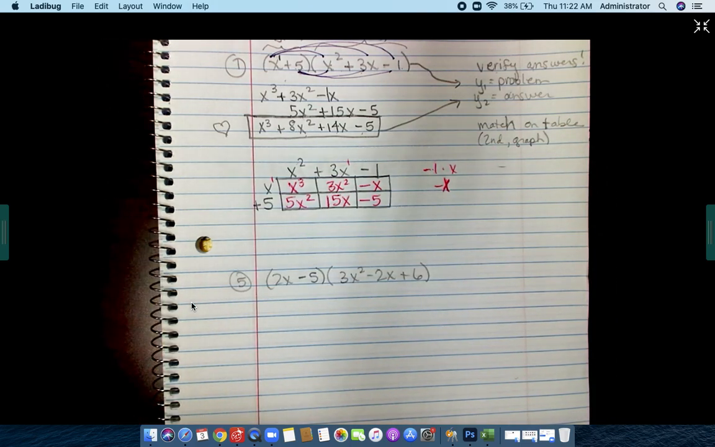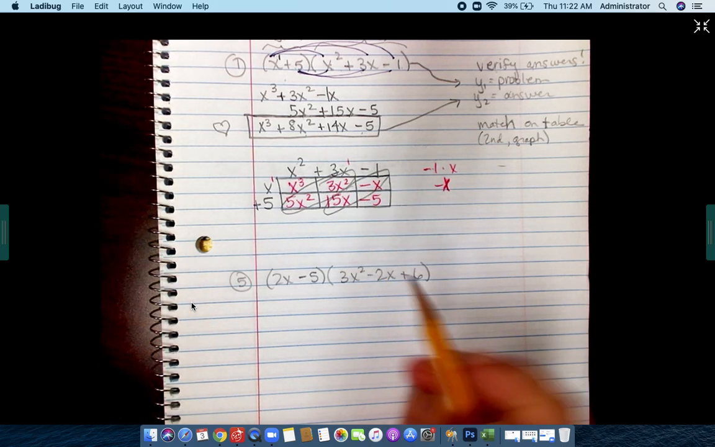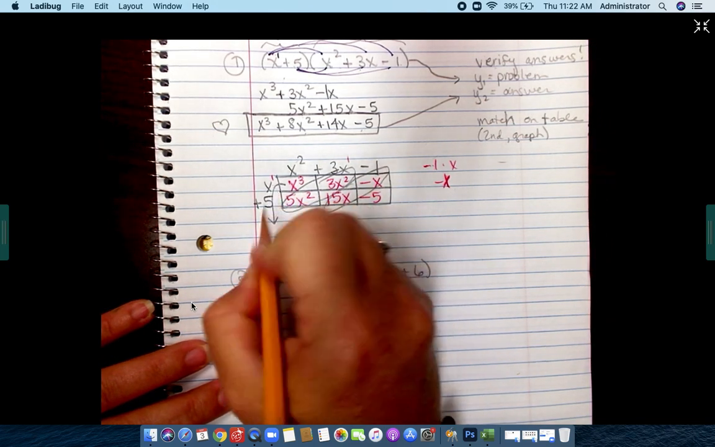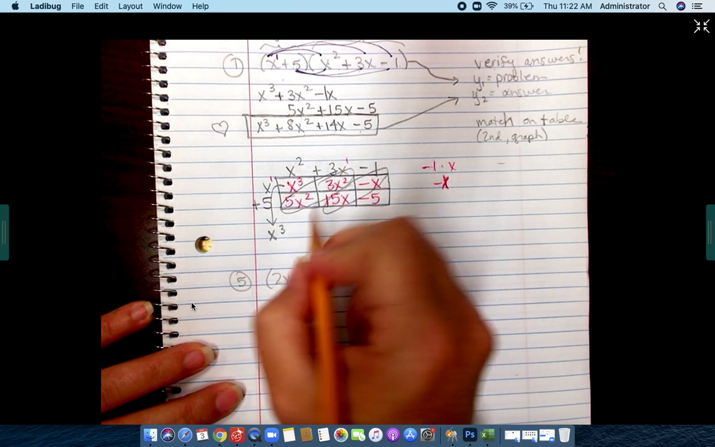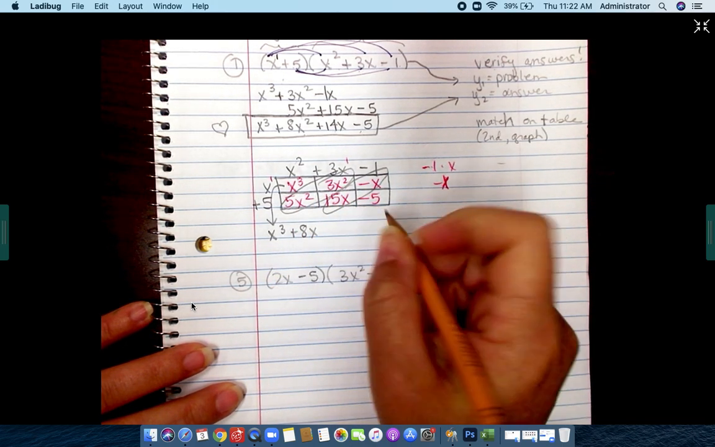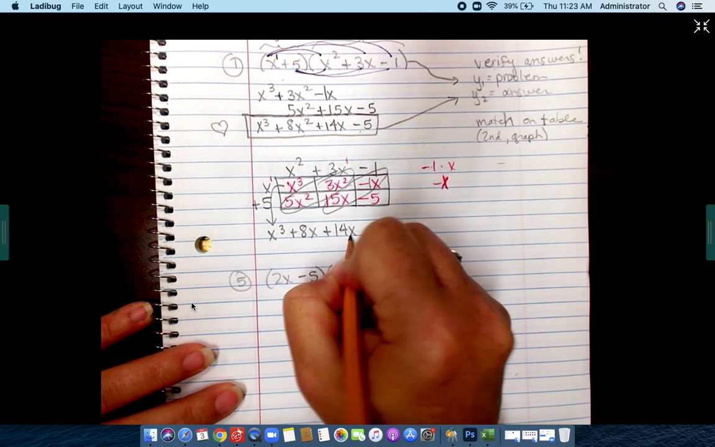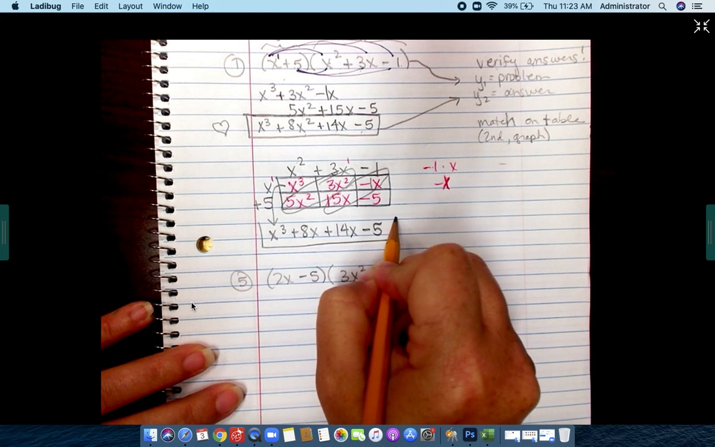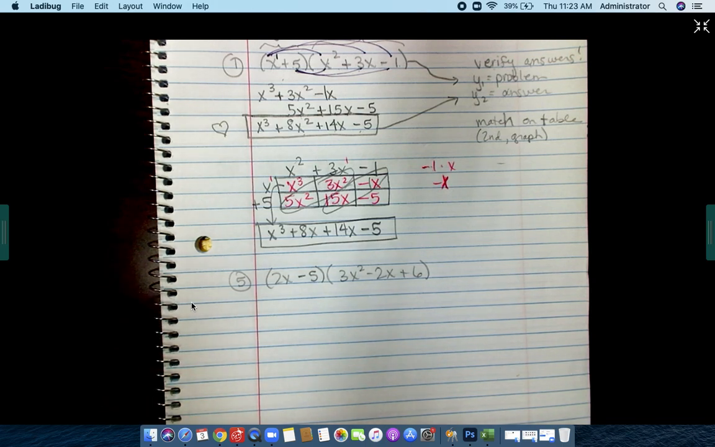And now I should be able to see that I have like terms with my square terms and my x to the first terms. And then I'm going to write my answer. So I take this first term and bring it down, x cubed. When I combine 5x squared and 3x squared, that gives me 8x squared. 15 minus 1 is 14. And then bring down my constant, negative 5. And notice I got the same answer that I got up here. So you can use whichever method you prefer. It doesn't matter to me. So use whatever method you like.